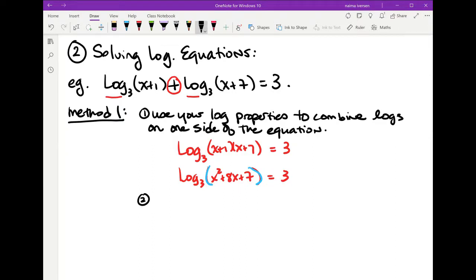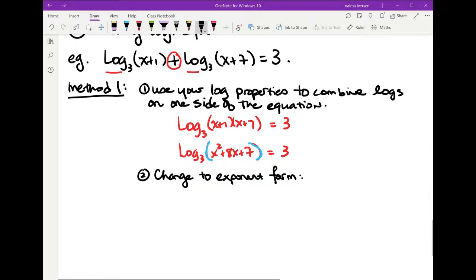Second step is, now that you have a log equation, what you want to do is change to exponent form. Back and forth. Logs are exponents are logs, all kinds of stuff. So when we change to exponent form, you ask yourself, what's the base? Okay, well, the base is here, so the base is 3. What's the exponent? Logs are exponents. Log equals exponent, 3 cubed. And our leftover stuff is x squared plus 8x plus 7.